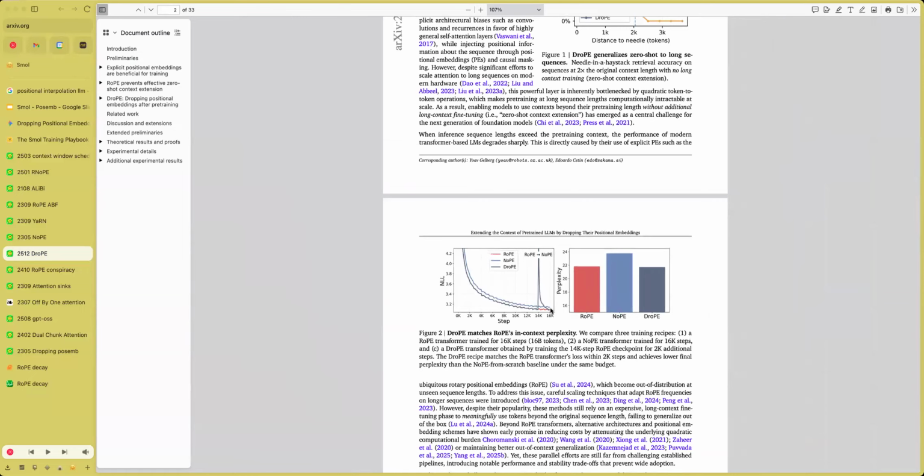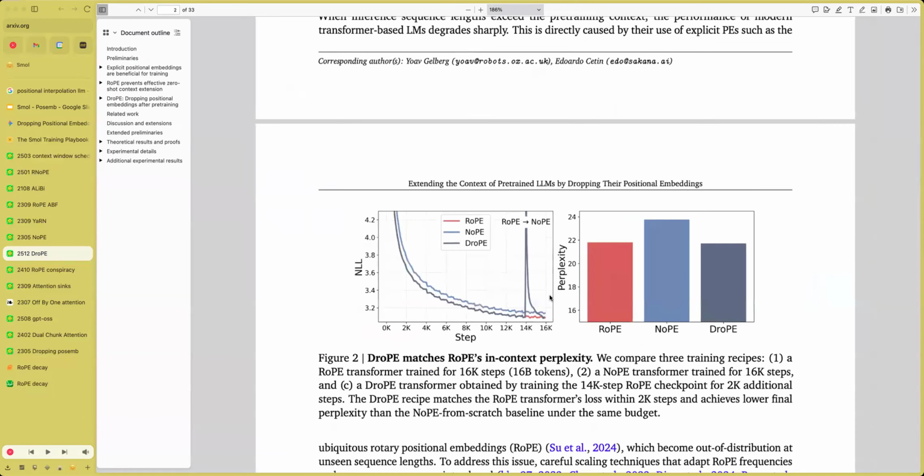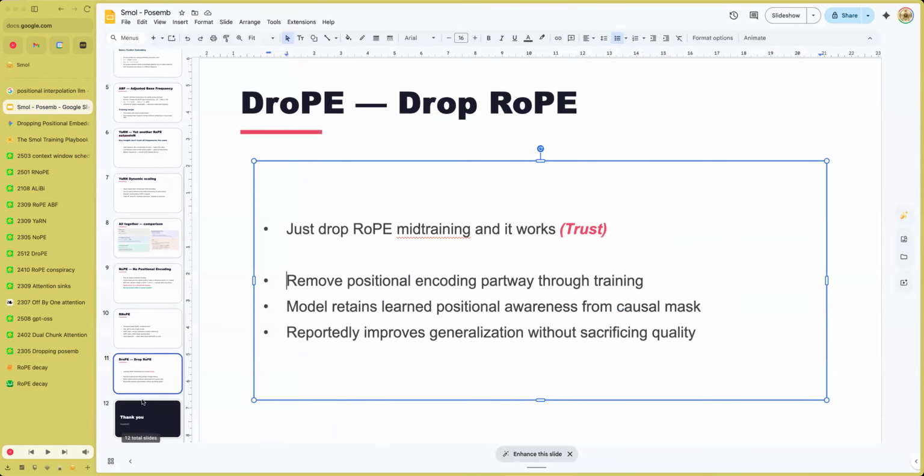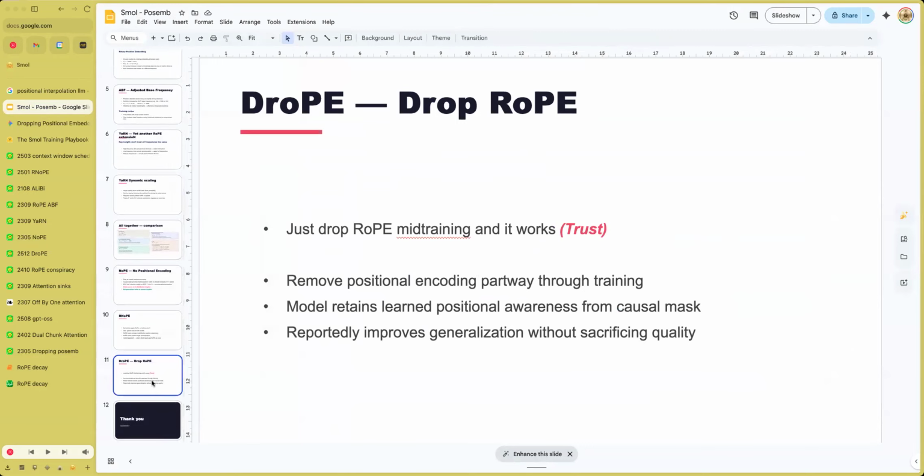This is another way to get the most of both, because we saw in another paper that NoPE is better at generalizing, but RoPE is better at short context tasks and general training. This one supposedly gets us better generalization because of NoPE, and better training because we trained with RoPE initially. Yeah, that's it for positional embeddings.